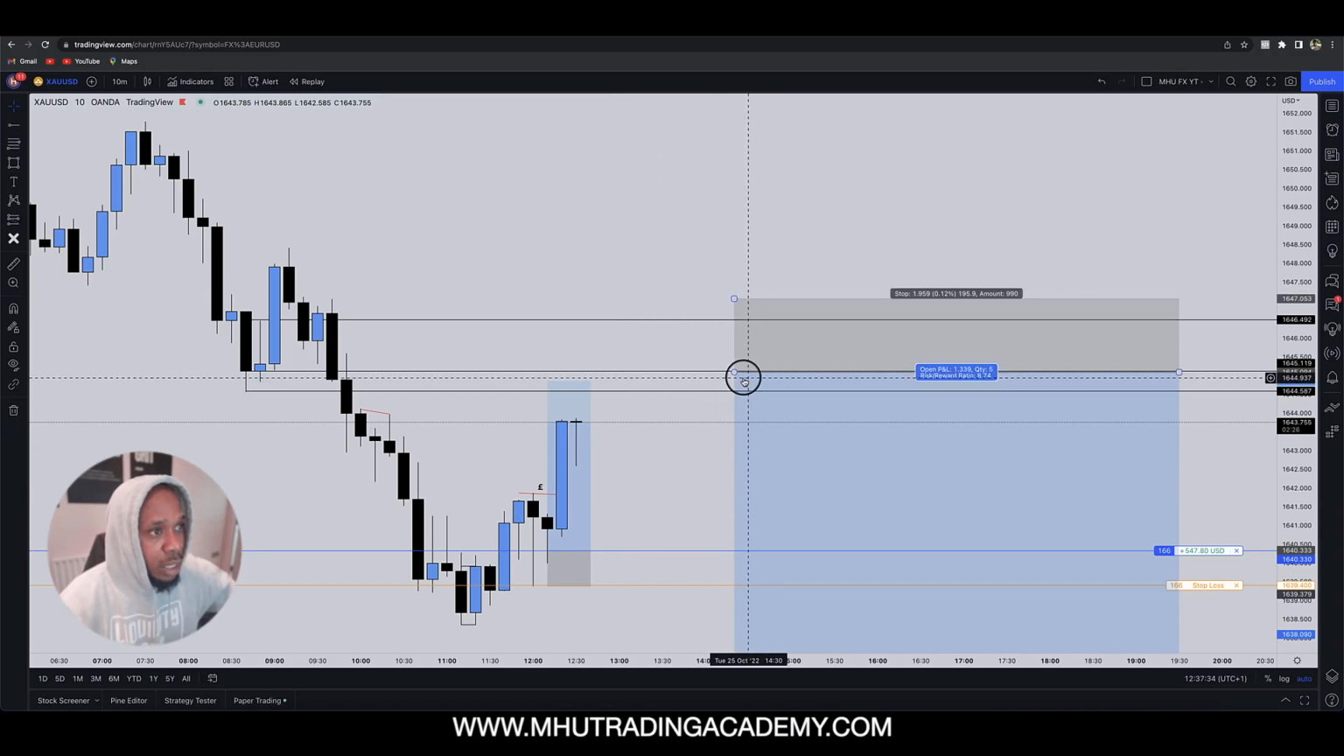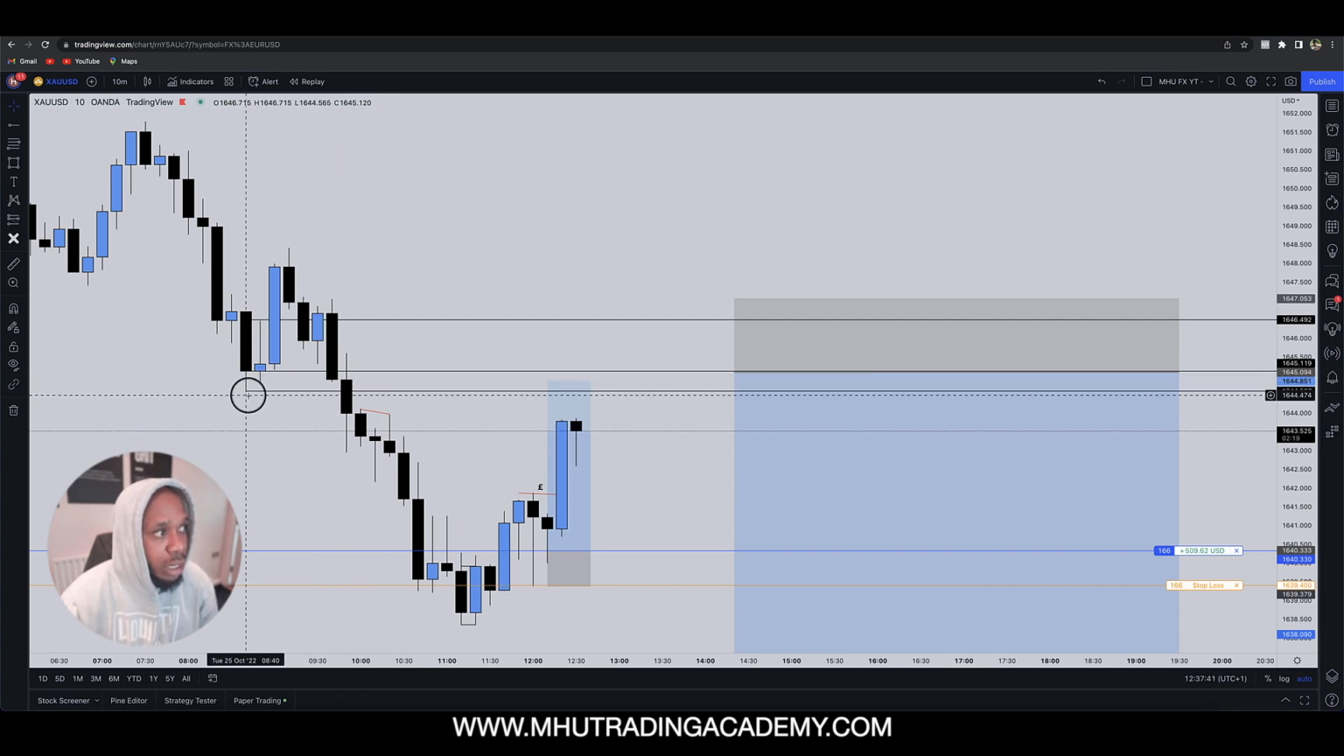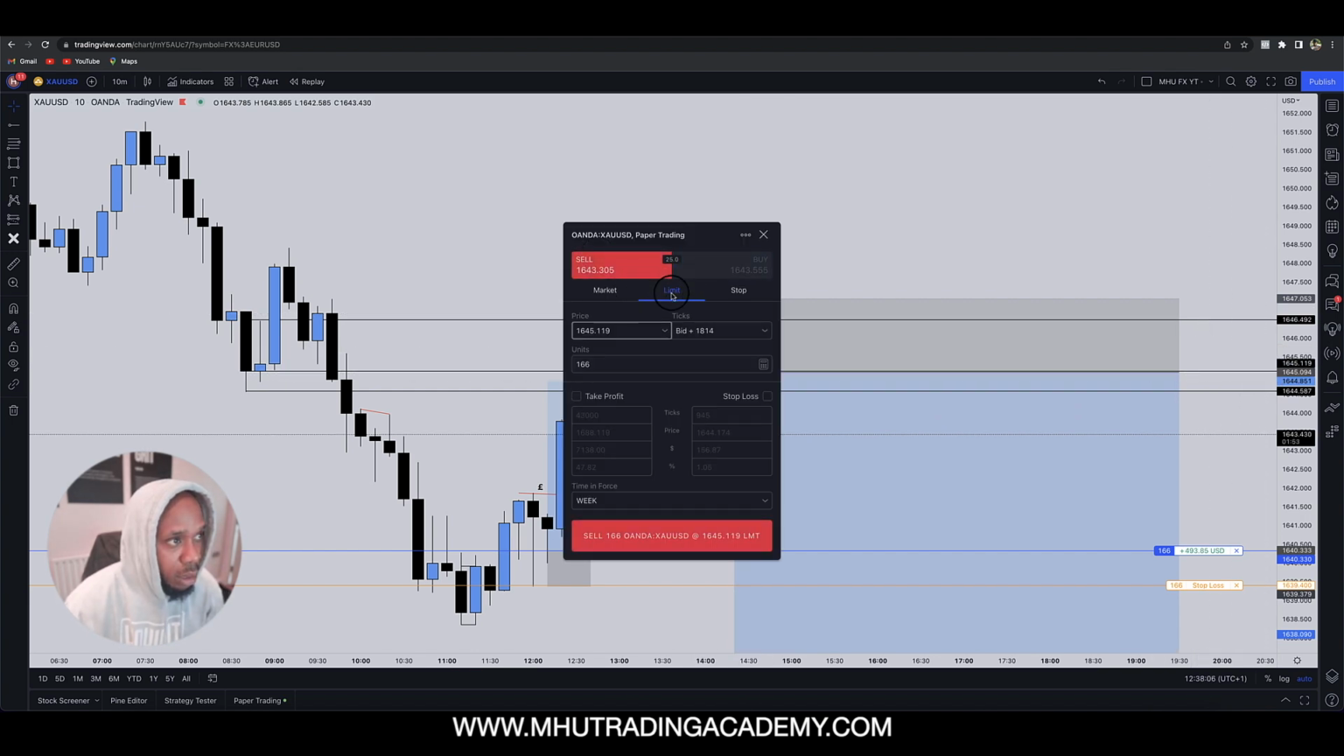Price can turn around from there. So this is why my stop loss is factoring in all of this: literally the lowest point, the high, and 50%. And if it plays me, I'm done. So I'm going to go ahead and set that up. Sell limit, boom, risking 1%.